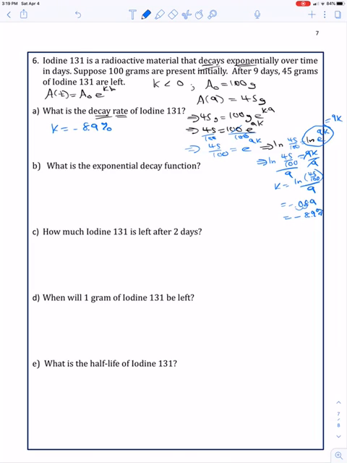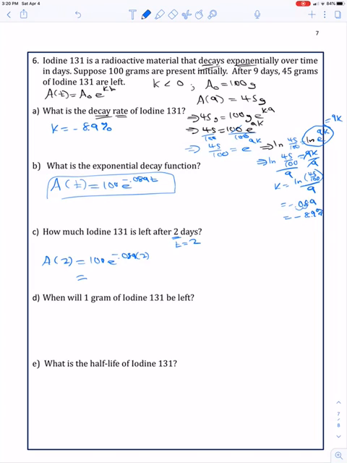What is the exponential decay function? So let's go ahead and write the model. A of t equal to our initial amount, 100, times e to the k. Let's go ahead and write it in here as a decimal. Negative 0.089 times t. So there's our exponential decay model. How much iodine 131 is left after 2 days? So here t equals 2. So we want to know the amount after 2 days. That'll be A of 2 equal to 100 times e to negative 0.089 times 2.